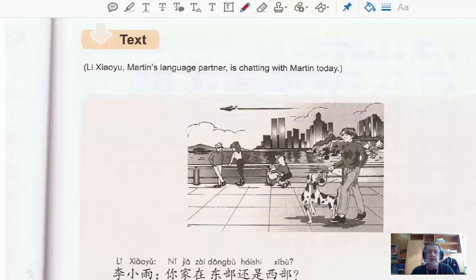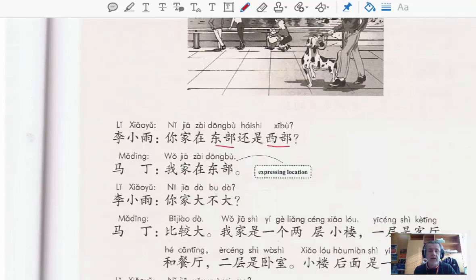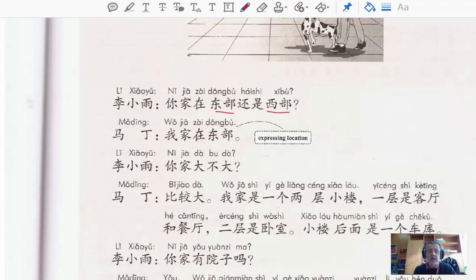This is Contemporary Chinese Volume 2 and Lesson 6, and this is Dialogue 2. So we've got two characters, Li Xiaoyu and Martin, who are language partners, and they're having a chat in what I believe is the USA. And so Li Xiaoyu asks the question, 你家在东部还是西部? It's a fairly basic question. I don't think you'll have any trouble understanding that.